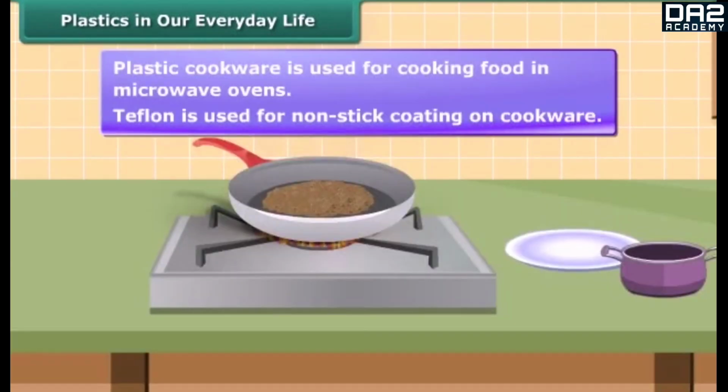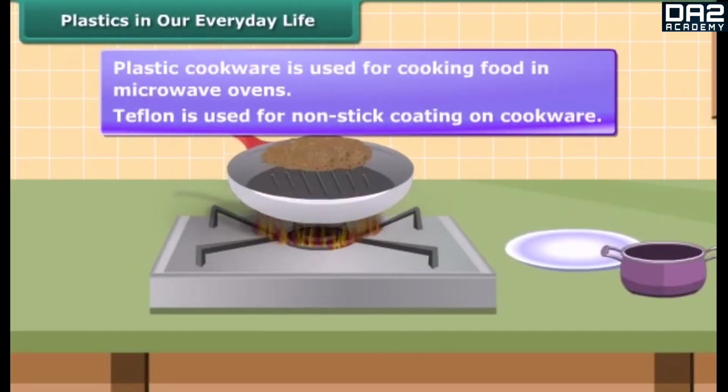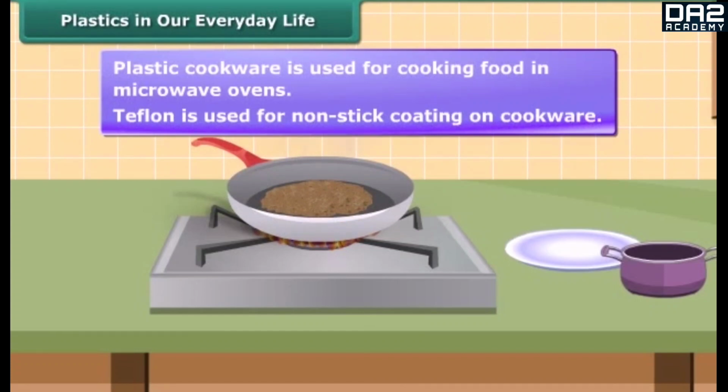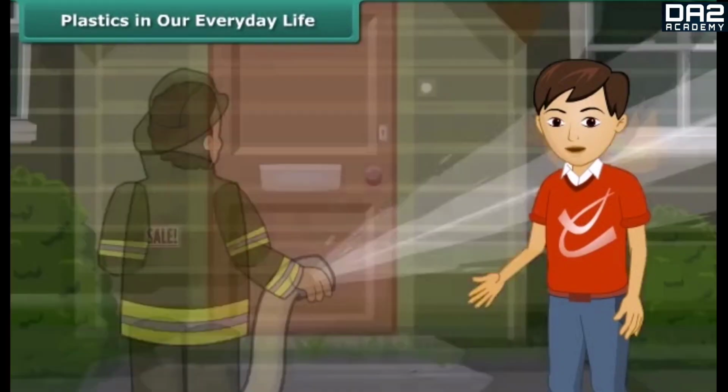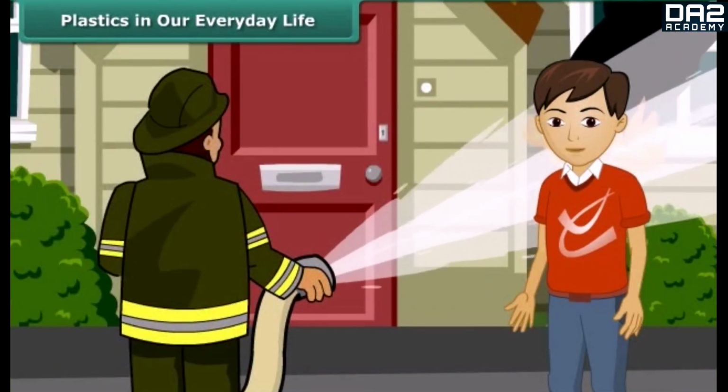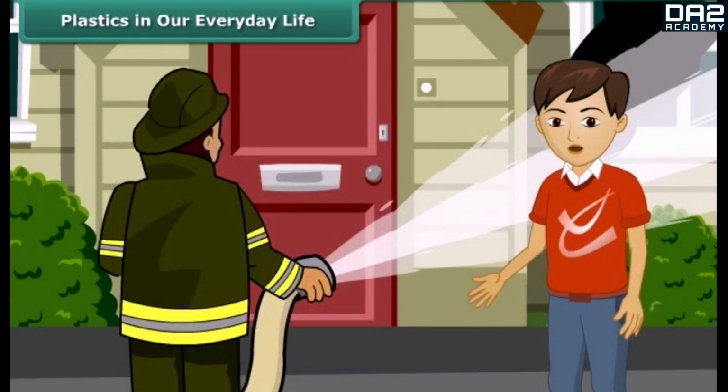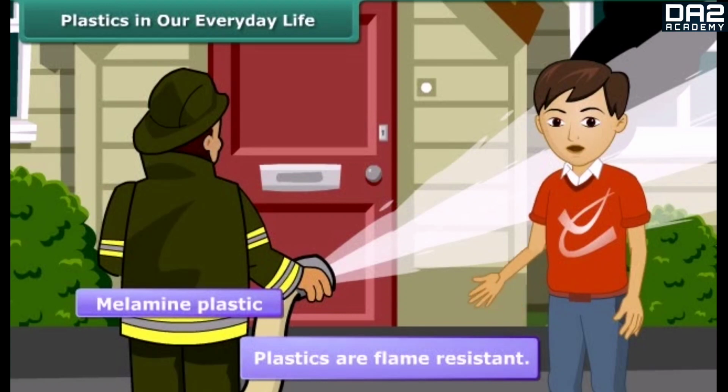Have you ever noticed the frying pan for cooking dosa? You would have seen a black coating on it. It is of Teflon, which is a special plastic on which oil and water do not stick. Thus, it is used as non-stick coating on cookware. You would be amazed to know that there are also fireproof plastics. Yes, the uniforms of firemen have a coating of melamine plastic to make them flame resistant.